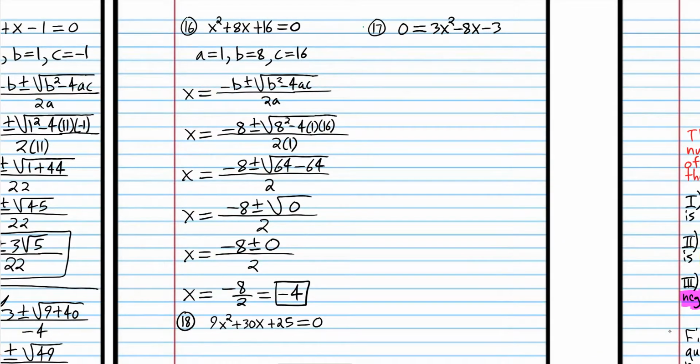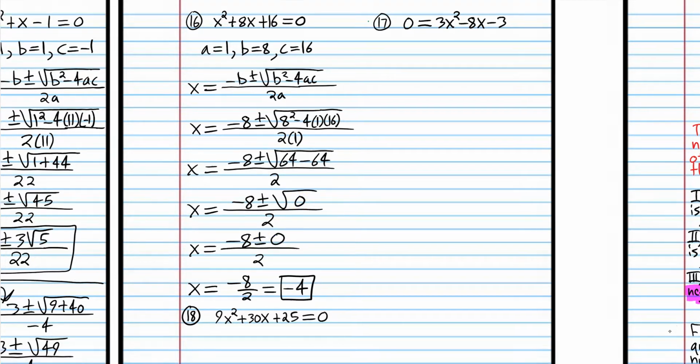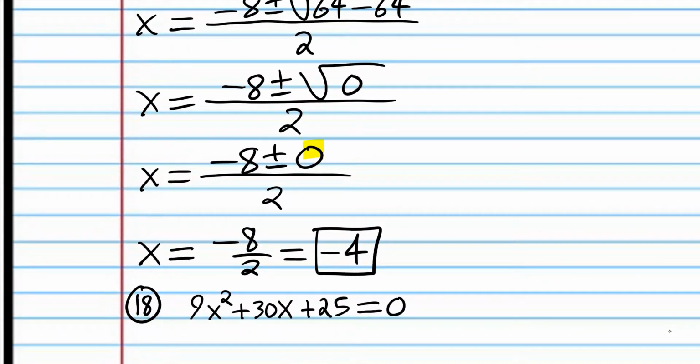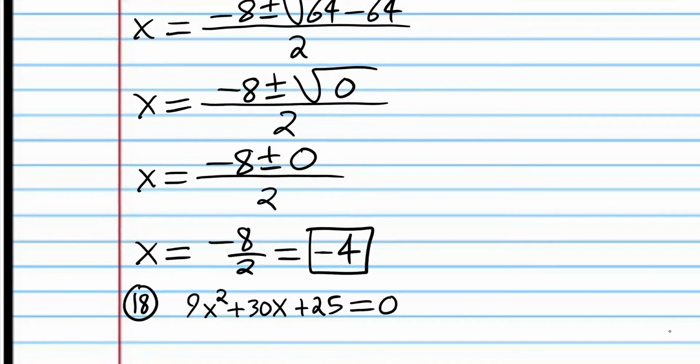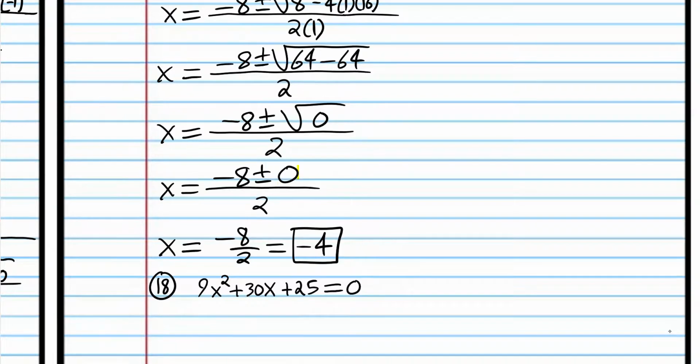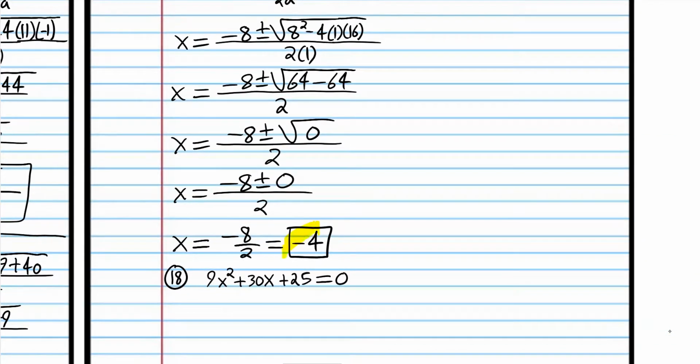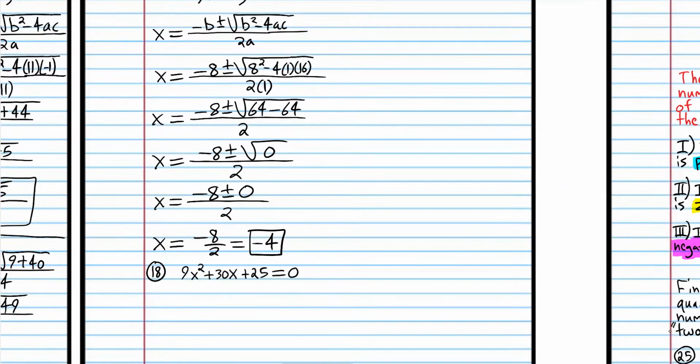Notice when you have 0 inside this root, the plus or minus doesn't do anything. It just goes away because subtracting 0 doesn't do anything. Adding 0 doesn't do anything. So you could say that you have two solutions, but they're both -4 because you have -8 plus 0 over 2, which is -4, and you have -8 minus 0 over 2, which is also -4. So there's only one solution.